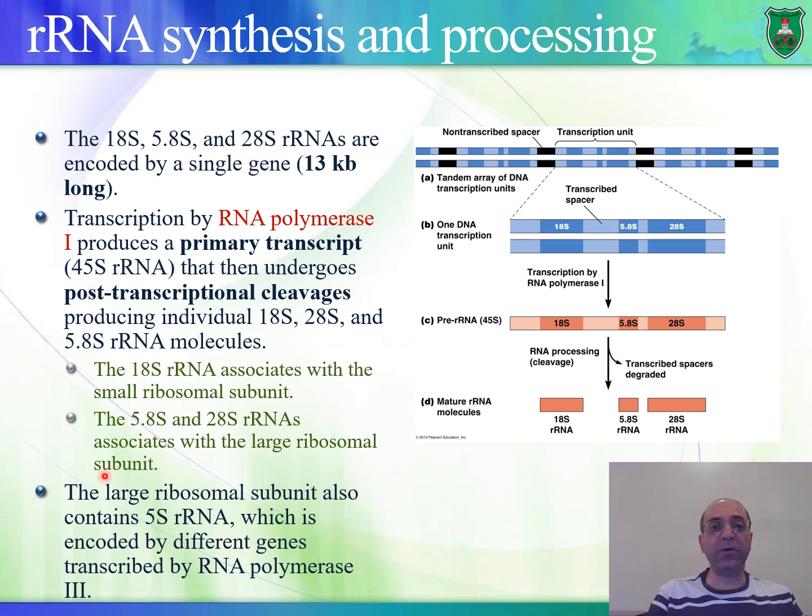Whereas the 5S ribosomal RNA molecule is synthesized by RNA polymerase 3. Okay, so RNA polymerase 1 is responsible for synthesizing 18S, 5.8S, and 28S. The thing about human ribosomal RNA molecules is that there are multiple genes and they are tandemly ordered. So it's one after the other in a certain location in our genome.